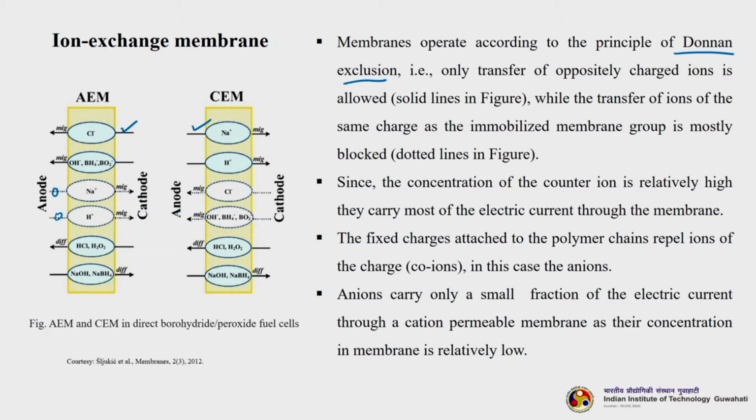Since the concentration of the counter ion is relatively high, they carry most of the electric current through the membrane. The fixed charges attached to the polymer chains repel ions of the same charge, that is co-ions, in this case anions. Anions carry only a small fraction of the electric current through a cation permeable membrane, as their concentration in the membrane is relatively low. Now, one more important thing to remember: as we discussed, either cations or anions are present in the mobile phase inside the membrane matrix.